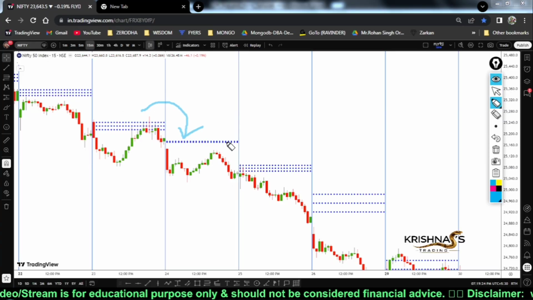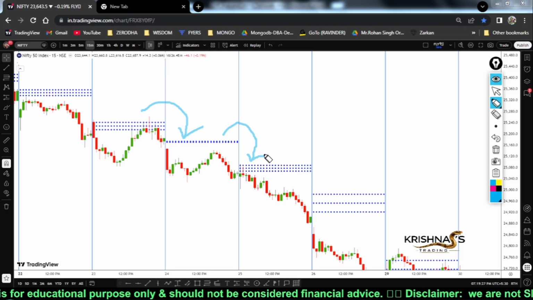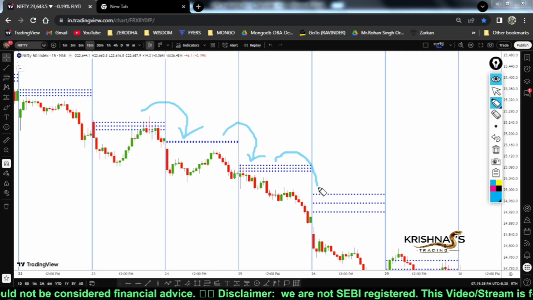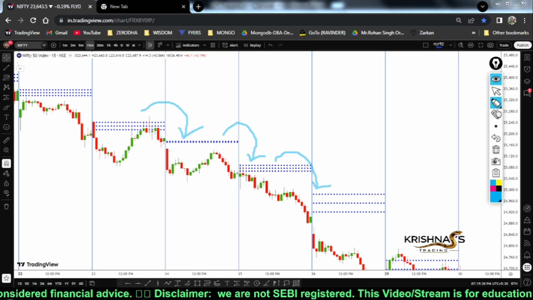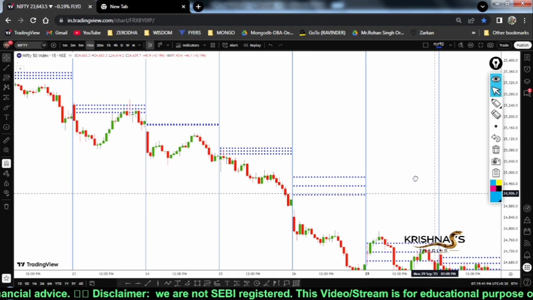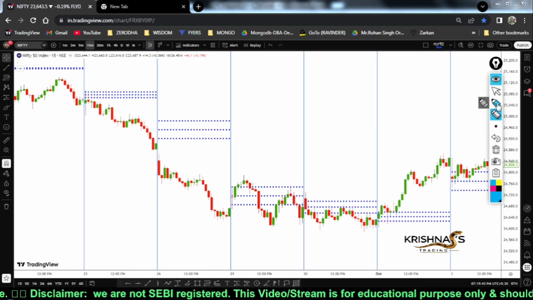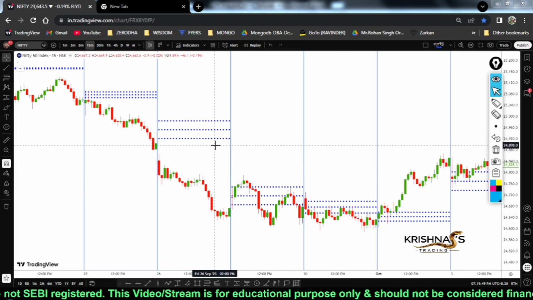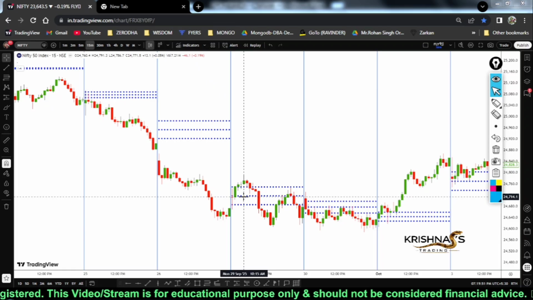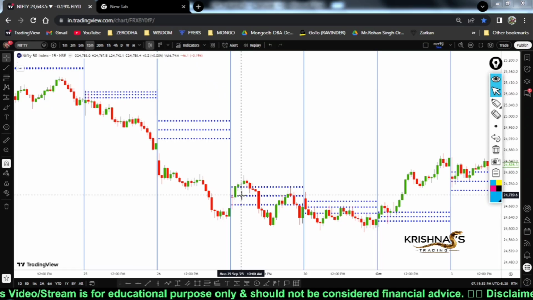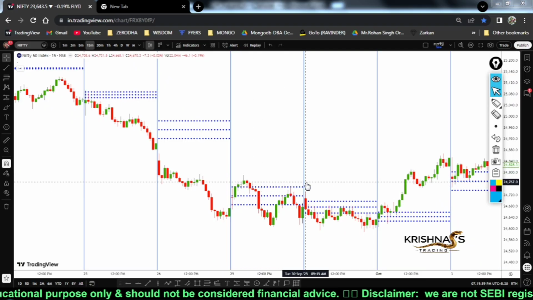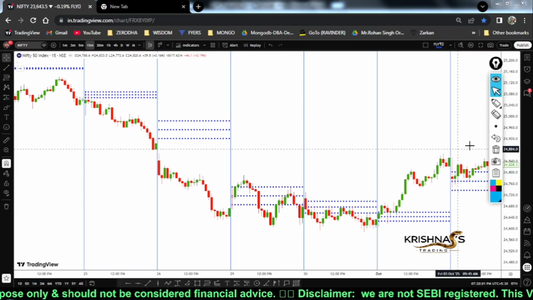Descending CPR, CPR levels below the previous day levels. Also, price did not sustain above the CPR and formed below the CPR. Descending CPR. Here also descending CPR. Here the CPR formed below the previous day CPR levels, but the price did not form below the CPR. It tried to sustain above the CPR. So we should not consider this one as a descending CPR.